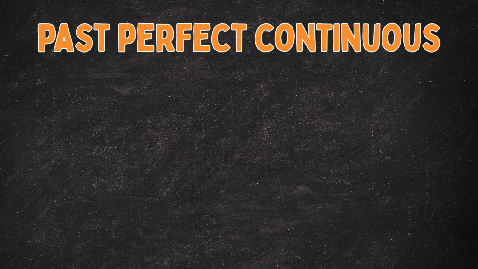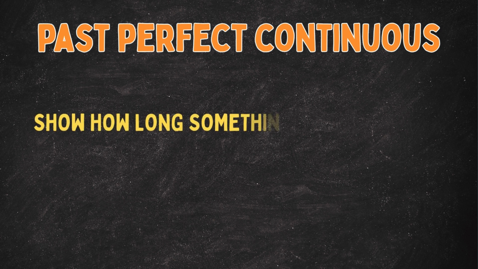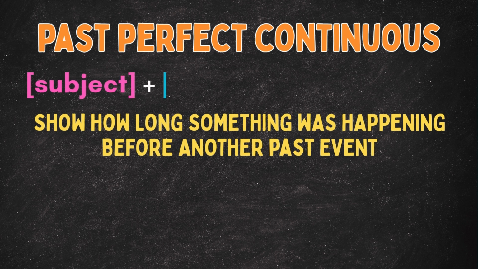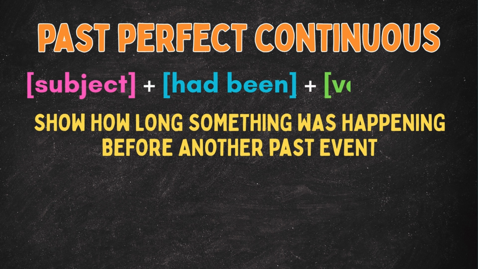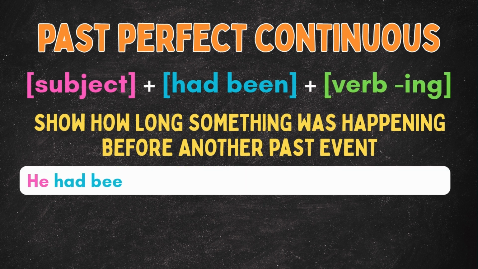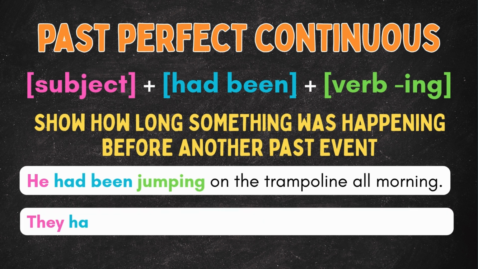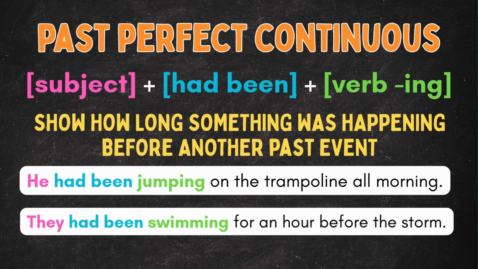Past perfect continuous. The past perfect continuous shows how long something was happening before another past event. The sentence structure consists of subject plus had been plus verb with ing. For example, he had been jumping on the trampoline all morning. They had been swimming for an hour before the storm.